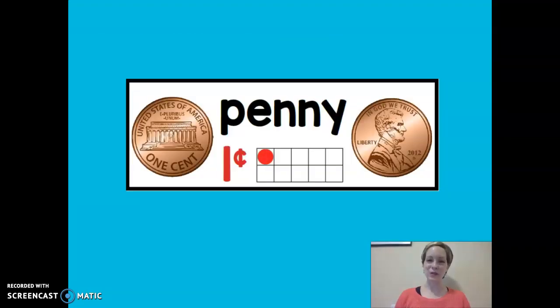So the first coin we're going to learn about is a penny. Pennies are really easy to count because a penny is just worth 1 cent. It's the same as having a 1. This is what it looks like on the front. You can see President Abraham Lincoln. And on the back, you can see the words 1 cent and the Lincoln Memorial here.